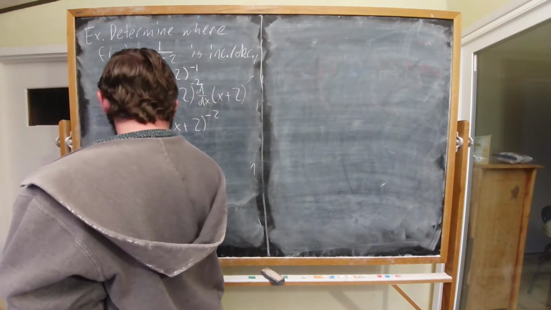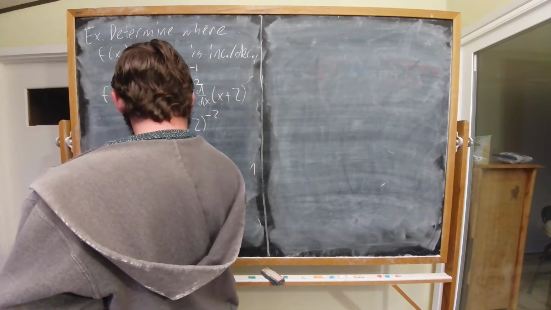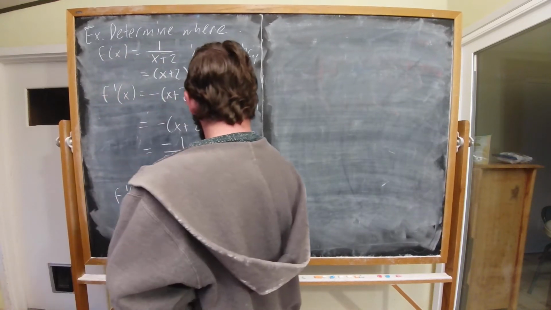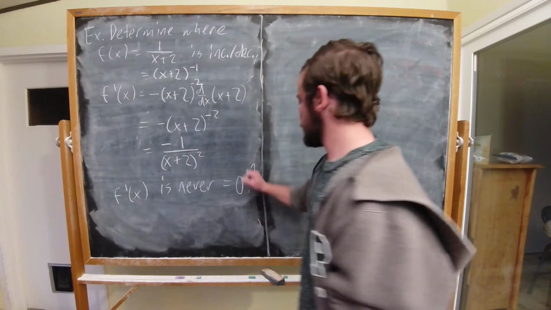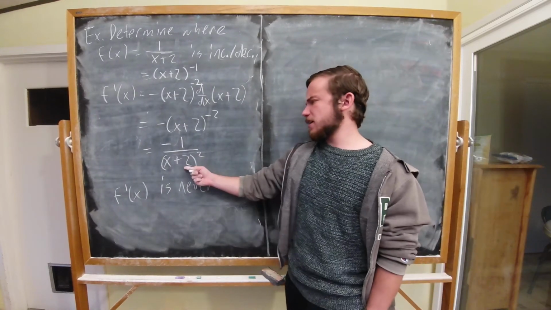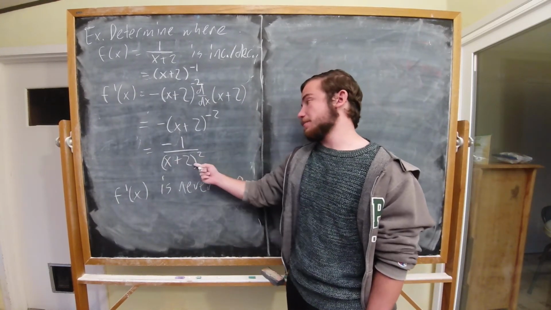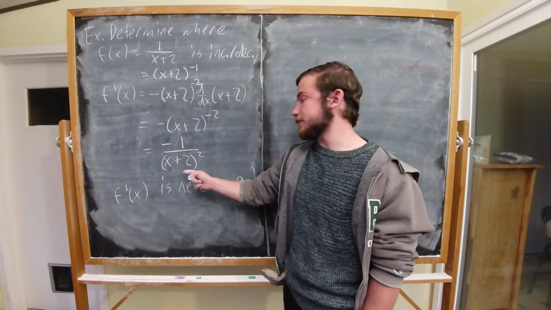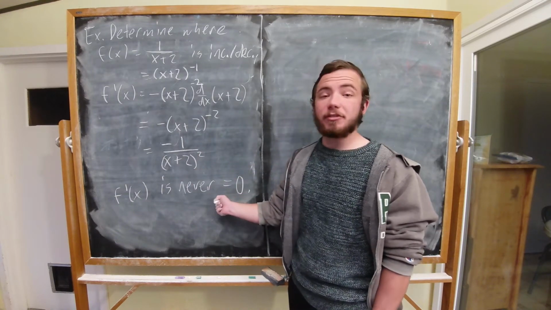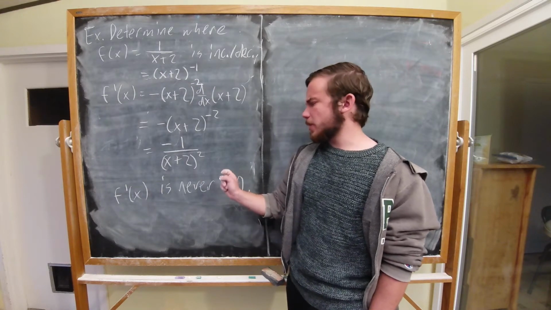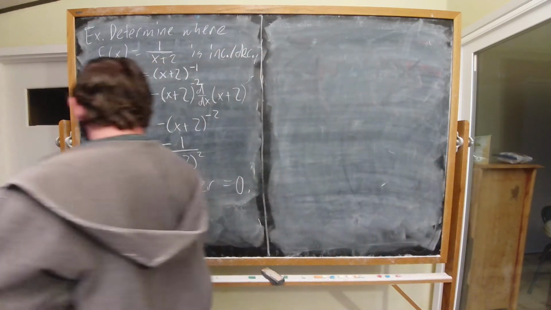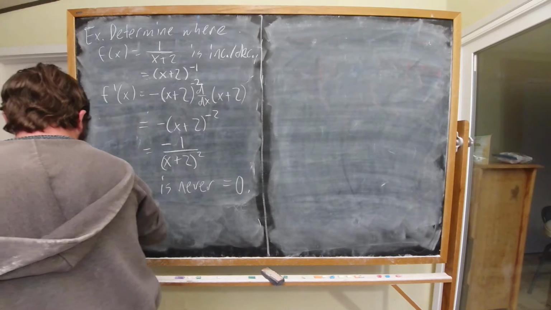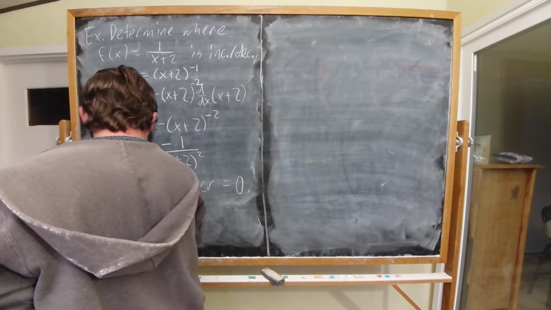F prime of x is never equal to 0. No matter what I plug in for x, this is a number. A non-zero number divided by another non-zero number is not 0. So it's never 0. But there is a point where it's discontinuous, which is the other criteria we need to look out for.